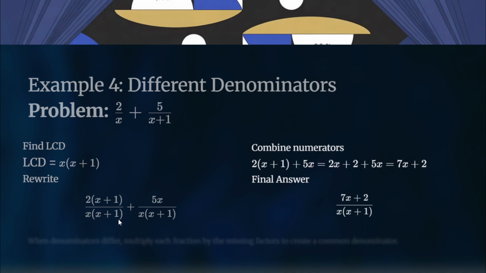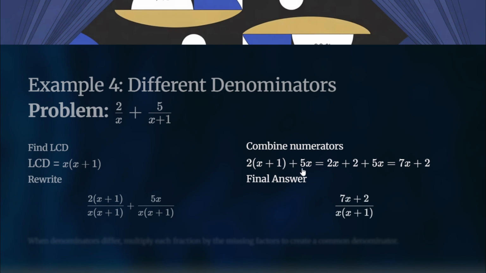Now we have a common denominator, which is x times x plus 1. We can therefore combine the numerators. So 2 times x plus 1 plus 5x. If we distribute the 2, 2 times x is 2x, 2 times 1 is 2, plus 5x. Combining like terms, 2x and 5x is 7x, so we get 7x plus 2. Our final answer is therefore 7x plus 2 over x times x plus 1.